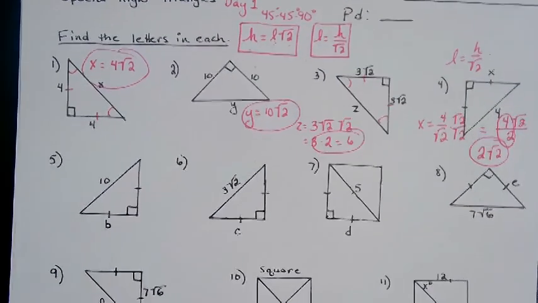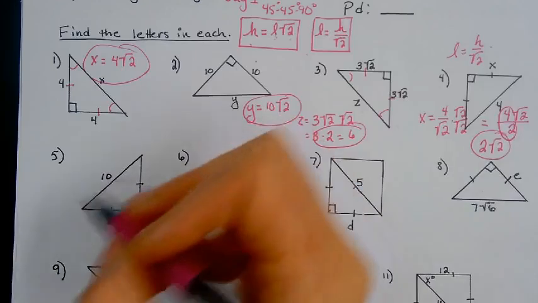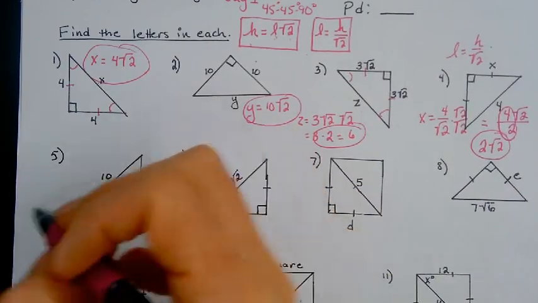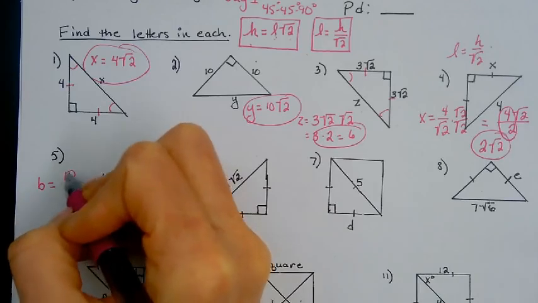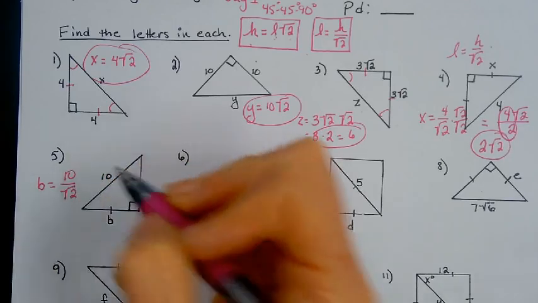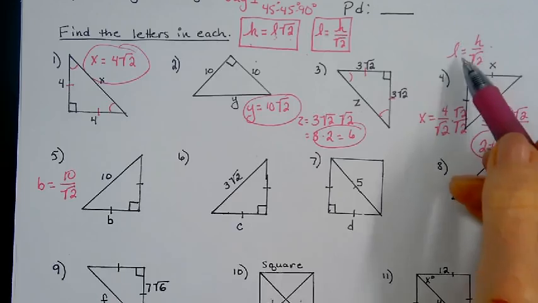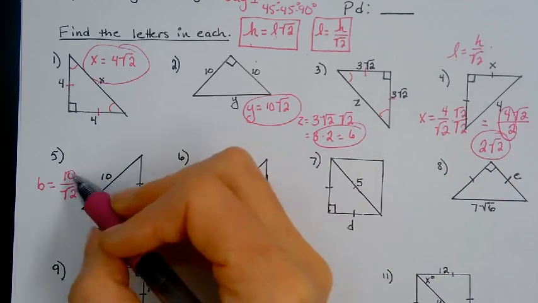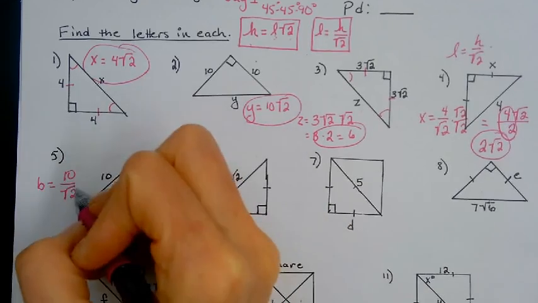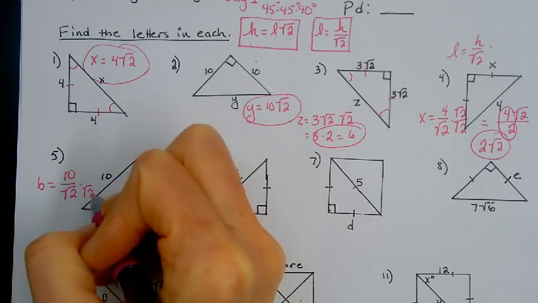Number 5. We're given the hypotenuse, so we're trying to find the leg. Remember, the leg is going to be equal to the hypotenuse divided by square root of 2. The leg equals the hypotenuse divided by square root of 2. Hypotenuse is 10 divided by square root of 2. Let's rationalize that.